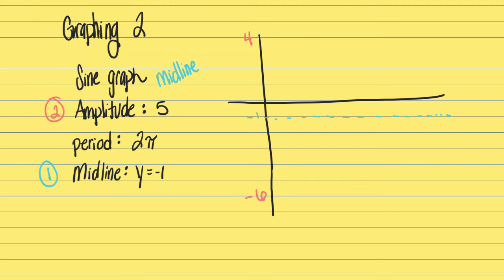Then I'm going to mark my period. Now remember, the period tells you where your function ends. So I'm going to go ahead and mark here at 2 pi. Now remember, sine starts at the midline. So I'm going to go ahead and plot my graph.